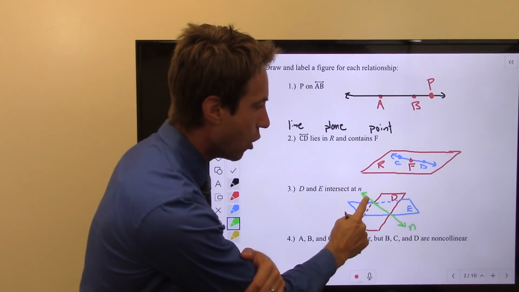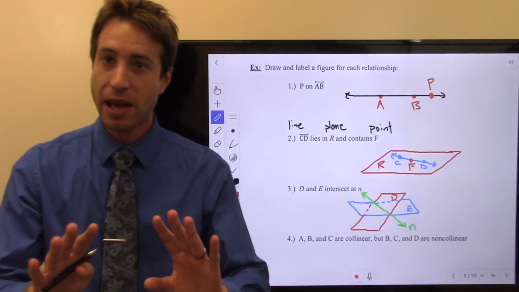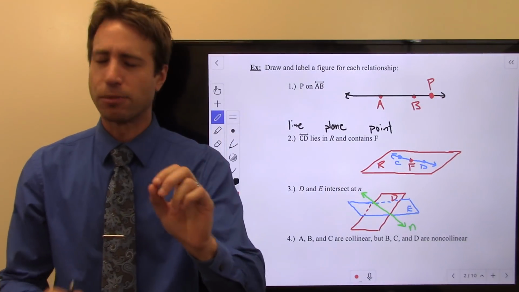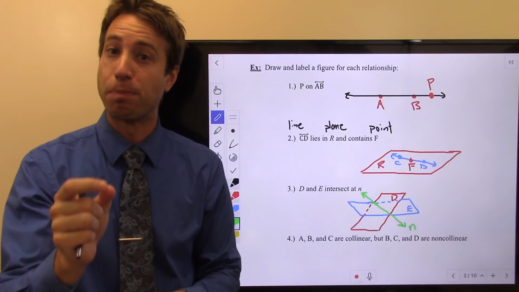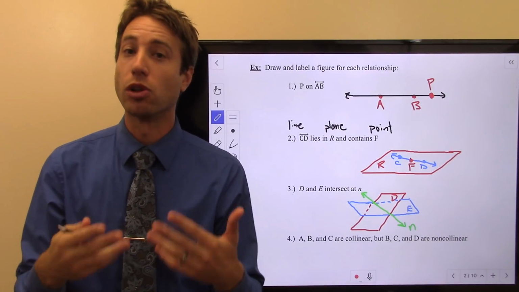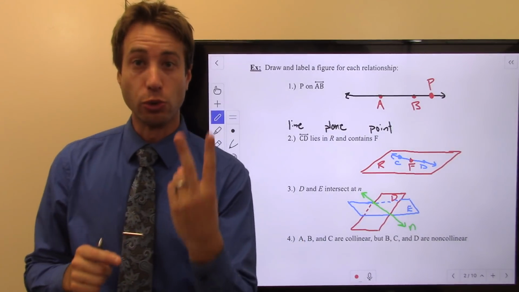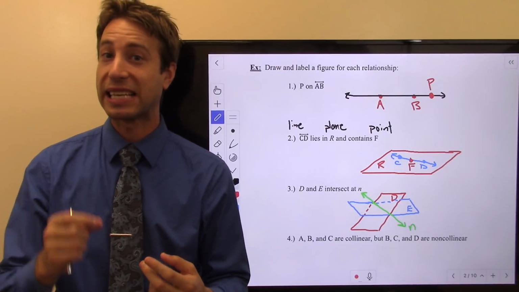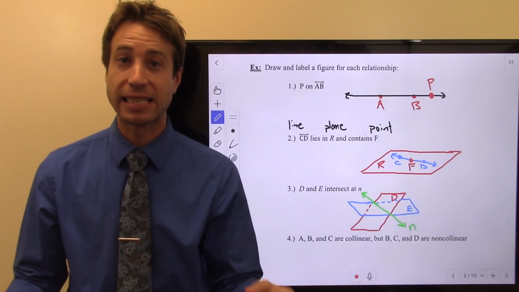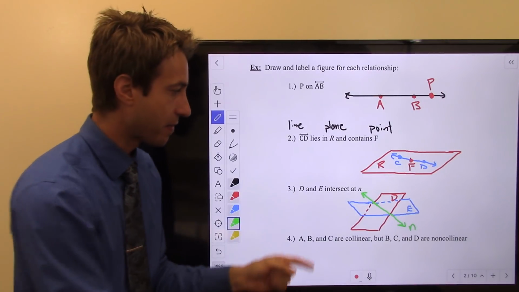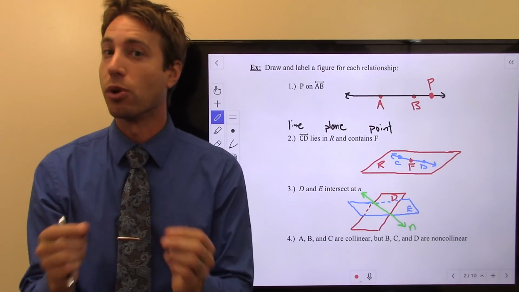The idea here is this. Whenever you have two planes that intersect each other, they will always intersect at a line. Very important point. Two lines will always intersect at a point. Two planes will always intersect at a line. Let me say it again just to be perfectly clear. Two lines will always intersect at a point. Two planes will always intersect at a line. Anytime you have intersecting planes, you're going to get a line. Anytime you have intersecting lines, you will have a point.